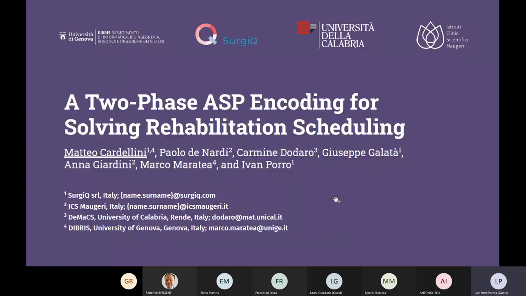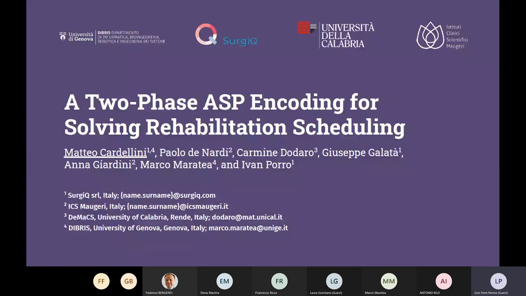Okay, so hi everybody, my name is Matteo Cardellini and today I will present our paper, A Two-Phase ASP Encoding for Solving the Rehabilitation Scheduling. We are quite a lot because this is a joint project with the University of Calabria and the University of Genoa, together with SurgiQ, which is an innovative startup which is implementing this encoding that I will present today in an actual product that is used by one of our customers, Maugeri, which is one of the largest rehabilitation hospitals in Italy. So first of all, a little bit of context and motivation.